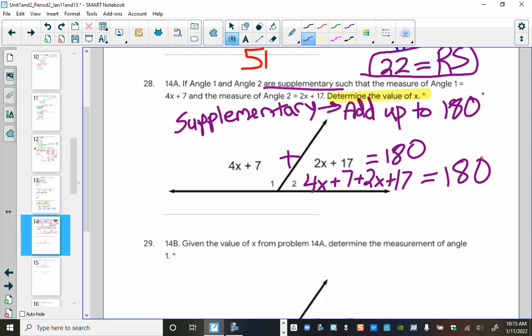So solve for x for 14A. 14B, get the angle on the left, I'm sorry, and then 14C, angle on the right. So I'll let you all do that for the rest of the period.